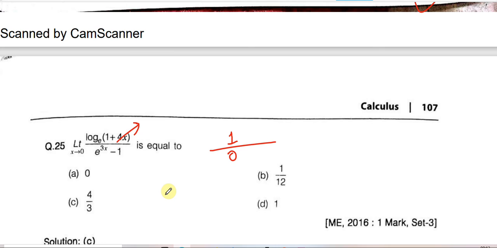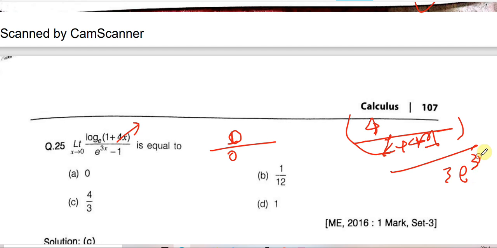Is it like that? If you put x approaching 0, then log 1, log 1 means 0, so 0 by 0 form is there. So simply we can take L'Hopital's rule, differentiating: 1 upon 1 plus 4x, into 4, divided by 3 into e to the power 3x. Now put x approaching 0, so 4x will be 0, so 1, e to the power 0 is 1 again, so 4 by 3 is the right answer.